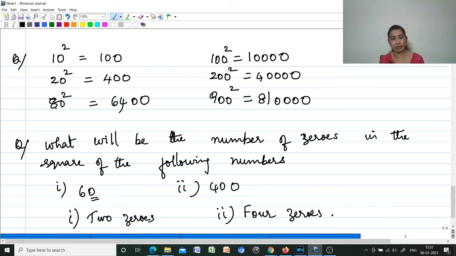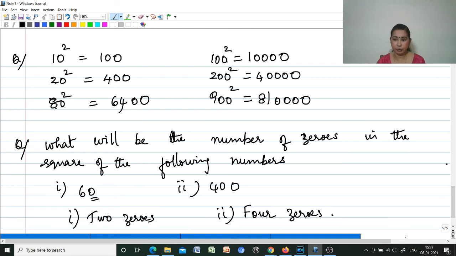You should understand that the square of any number will end with either 0, 1, 4, 5, 6 or 9. These will be the unit place of the square of any number. If a number ends with 2, 3, 7 or 8, it is not the square of any number.